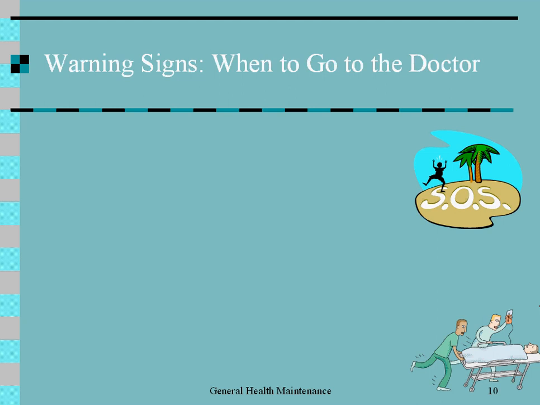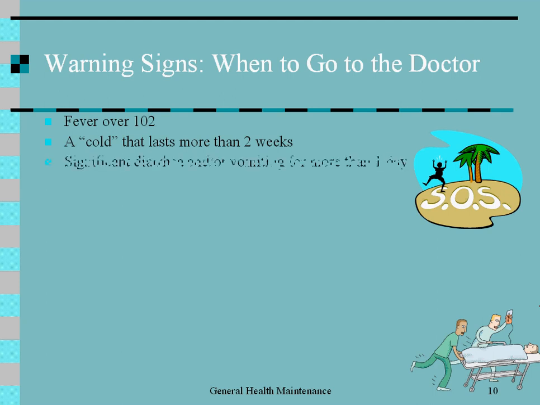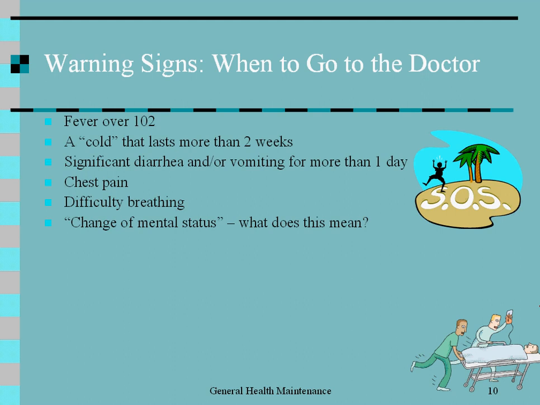Well, if you answered any of the following, you're right on track. Fever over 102 degrees, something that feels like a cold that lasts more than 2 weeks, significant diarrhea and/or vomiting for more than a full day, chest pain, obviously, difficulty breathing, change of mental status. There's a question here, what does this mean? In short, we're not talking about moodiness, right?